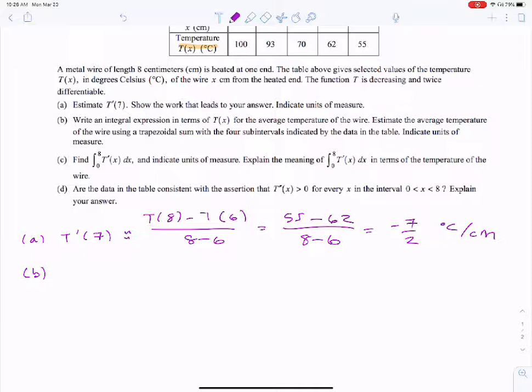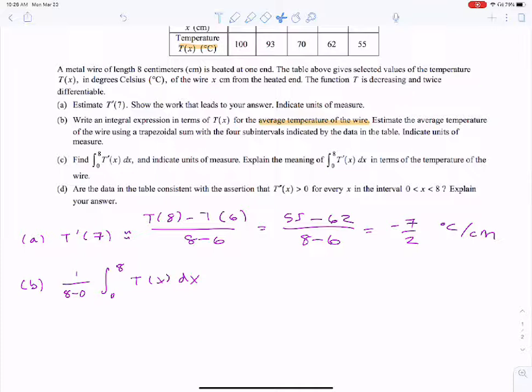Write an integral expression in terms of T of x for the average temperature of the wire. Estimate the average temperature of the wire using a trapezoidal sum. I think you guys would agree, this is almost exactly what we did the other day. They're asking for the average temperature. This is an average value question. So I'm going to say 1 over, I think it was from time 0 to 8, so 8 minus 0, the integral from 0 to 8 of T of x dx. So this is the formula. This is what I'm going to be figuring out.